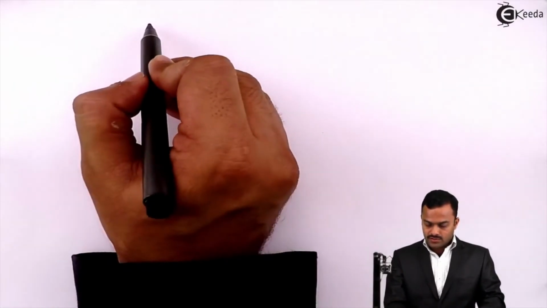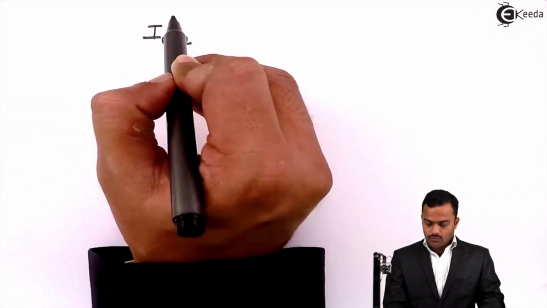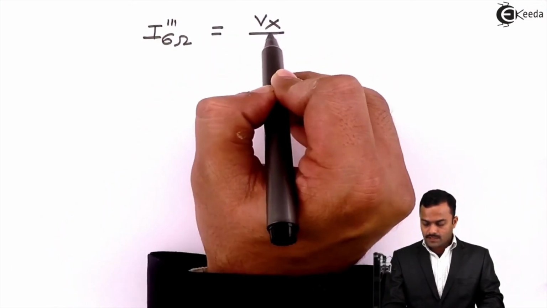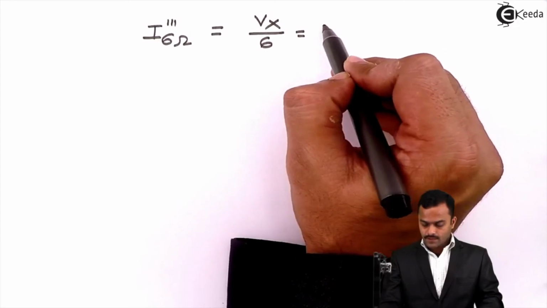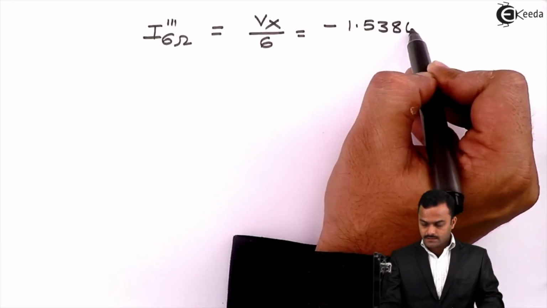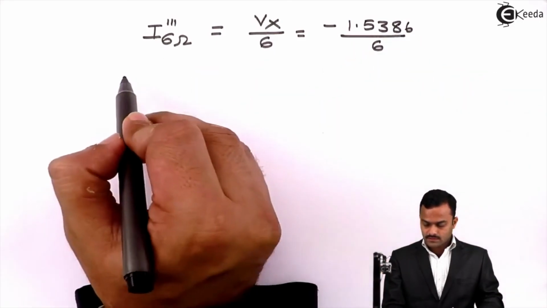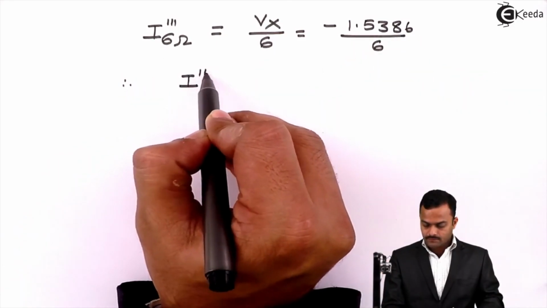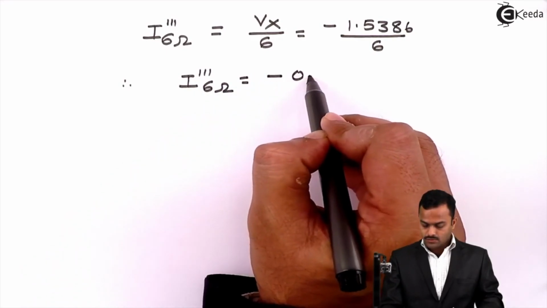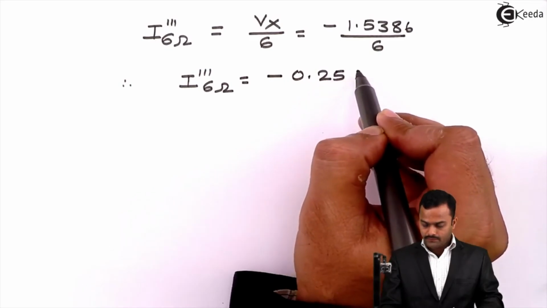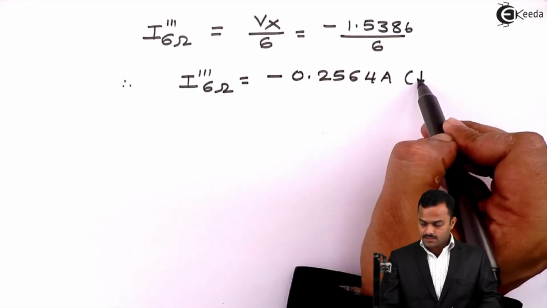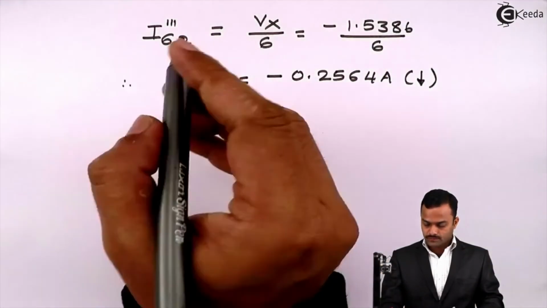So the current flowing through 6 ohm only because of 10 volt is Vx by 6, which is minus 1.5386 upon 6. So that will be minus 0.2564 ampere, and the direction is downward. That's what we assumed.